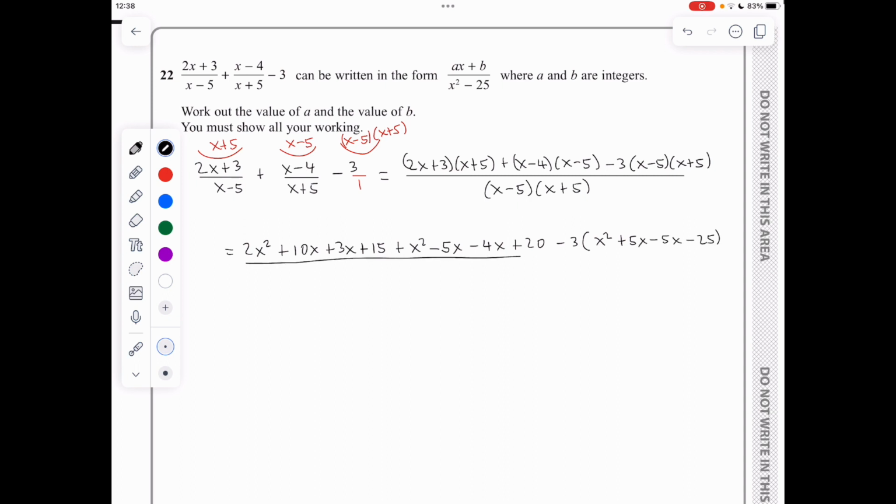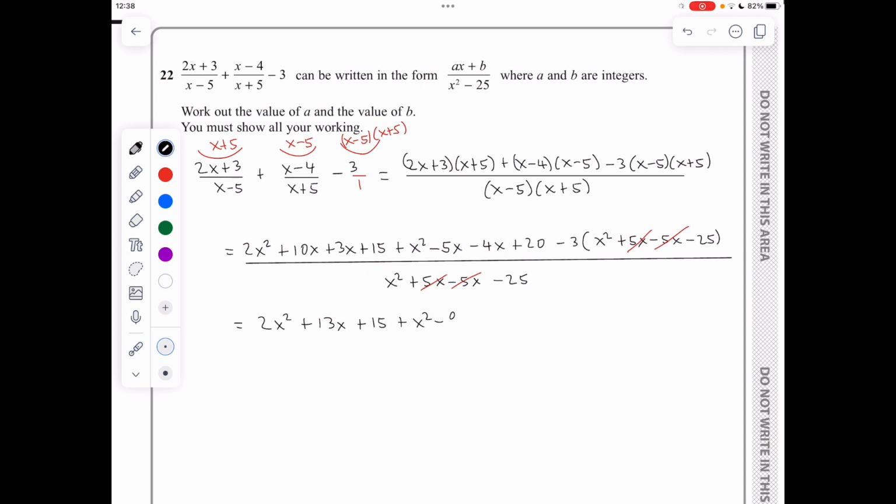Do not forget the denominator. I will expand this to give me x squared plus 5x minus 5x minus 25. I notice that the 5x with the minus 5x will cancel out, and similarly in the denominator here. So we've got here 2x squared plus 13x plus 15 plus x squared minus 9x plus 20 minus 3x squared plus 75, and all of it over the denominator of x squared minus 25.